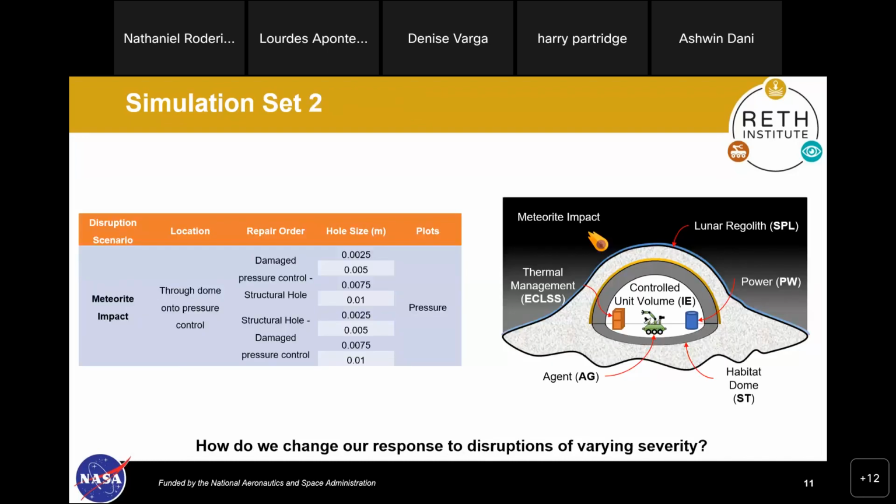The second simulation set will refer to the vulnerability factor of environmental conditions, and we'll look at how we can change our response to disruptions of varying severity. In order to represent varying severity, we'll use a meteorite impact disruption scenario, and we'll change the hole size that this meteorite impact is going to cause in the structure of the habitat dome. And we're also going to simulate two separate repair strategies here. We have first repairing the pressure control system that the meteorite is going to impact, or first repairing the structural hole that the meteorite causes.